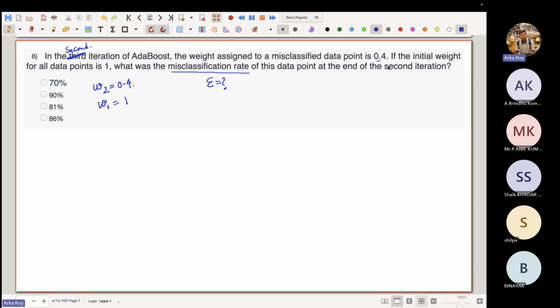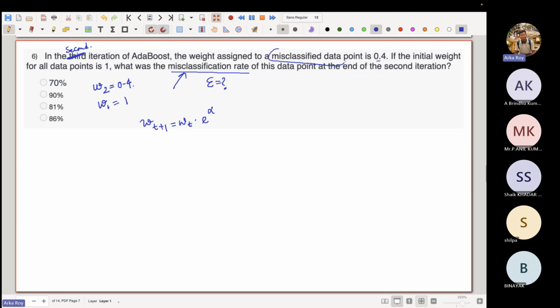Has anyone tried this? They have given the weights at the first iteration and at the second iteration. So now the question is how you can evaluate epsilon, the misclassification error rate. W(t+1) is W(t) multiplied by e to the power alpha, and this is for a misclassified sample.